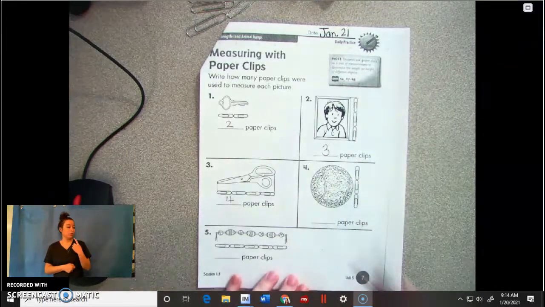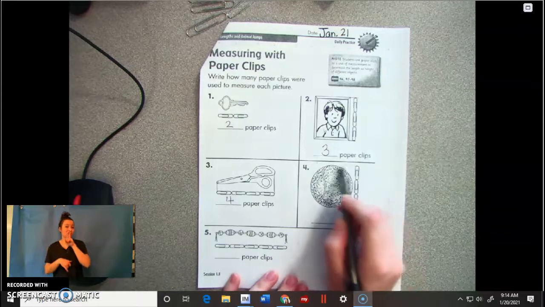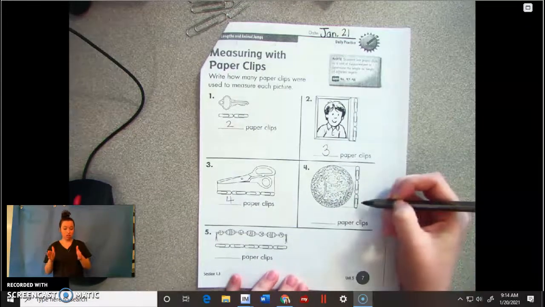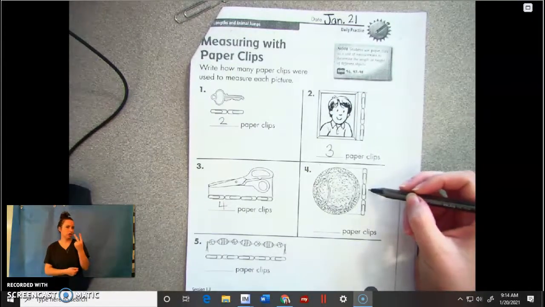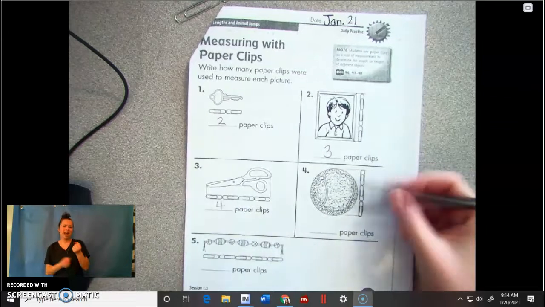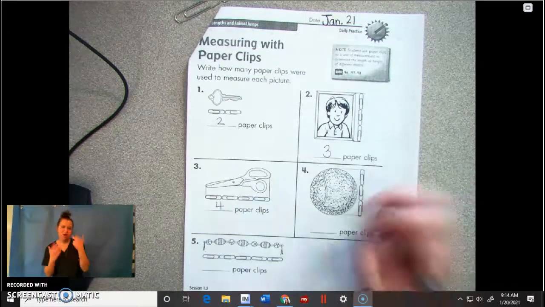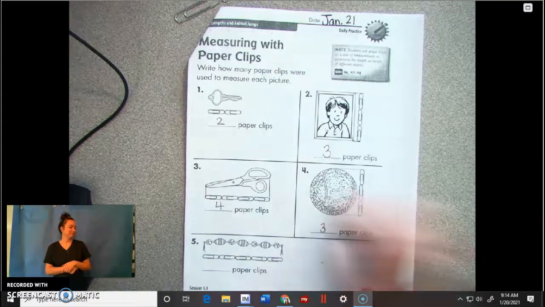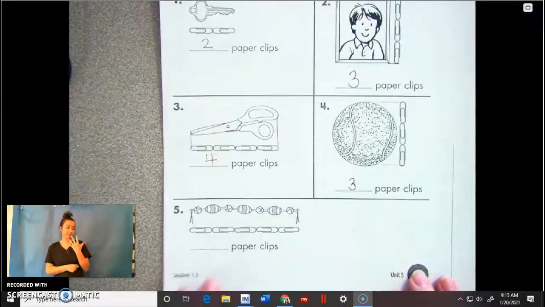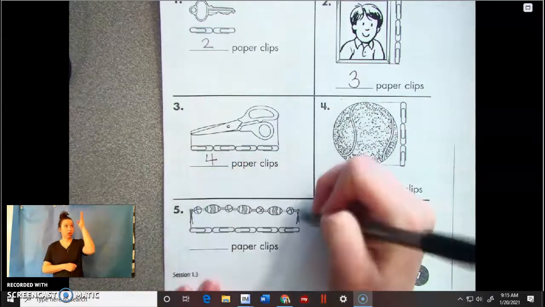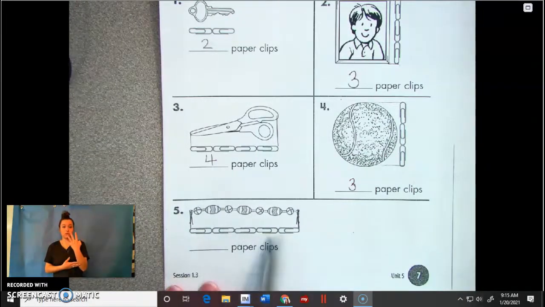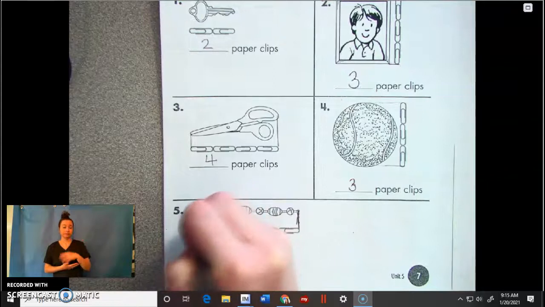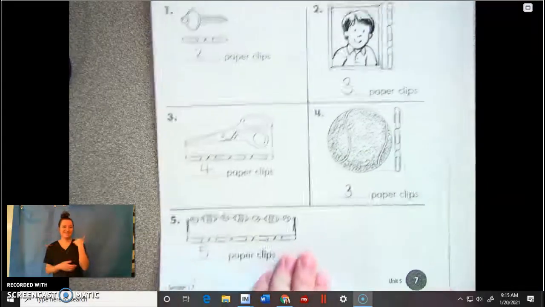All right, number 4. We're still going to make sure that the paper clips are lined up at the ends. And then let's count how many. Ready? 1, 2, 3. How many paper clips tall is the tennis ball? Good, 3. And the last one, number 5. Let's make sure that the ends are lined up, and let's count how many. 1, 2, 3, 4, 5. So the answer to number 5 is 5 paper clips.